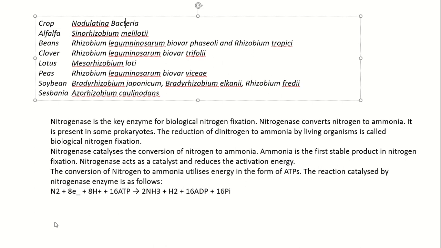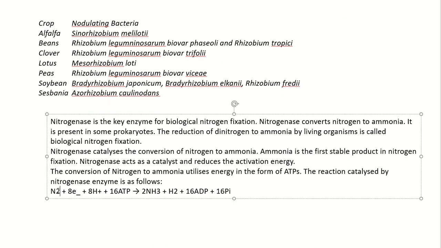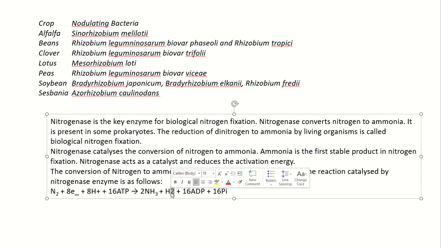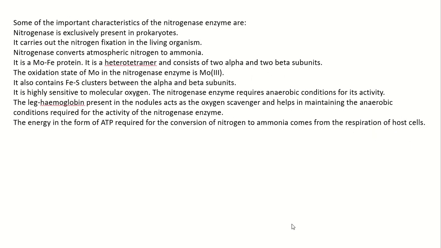So, the reaction you can see here. Remember, N2 you have to write like this, not like this. So, 2NH3 you have to write like this: 2NH3 plus H2 plus 16 ADP plus 16 inorganic phosphate. So ammonia plus H2. So nitrogen plus 8 electrons plus 8 H plus 16 ATP. That is the key enzyme for biological nitrogen fixation.